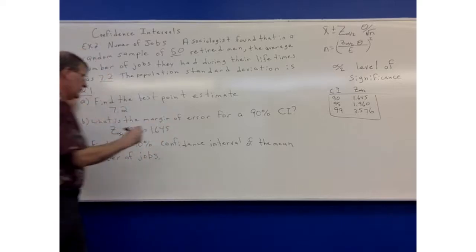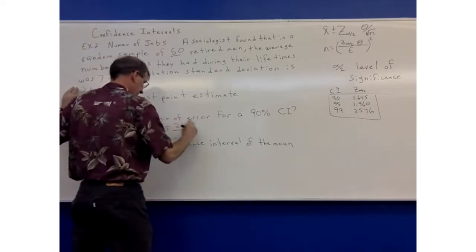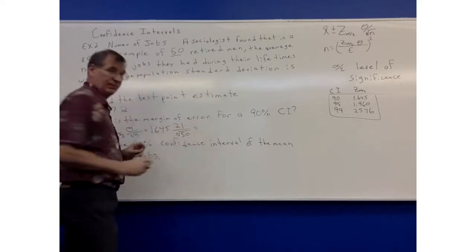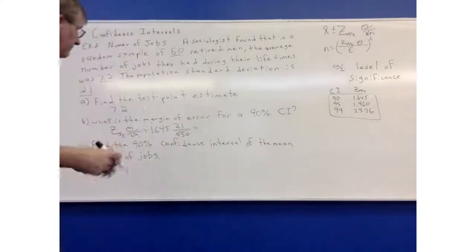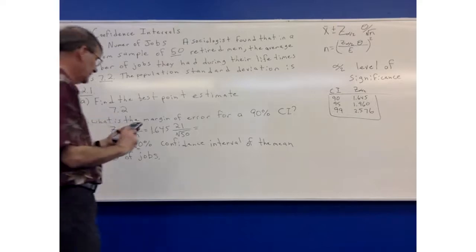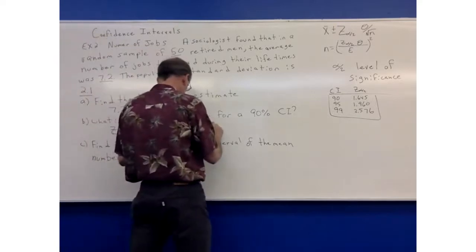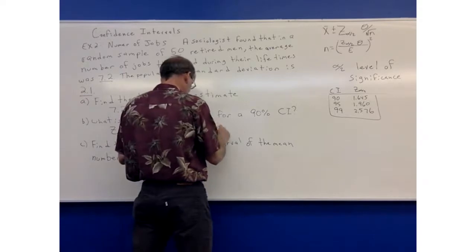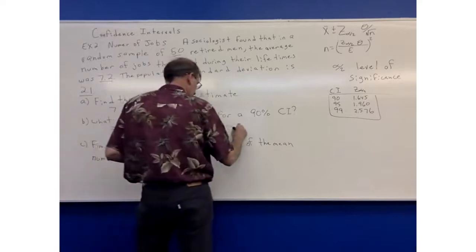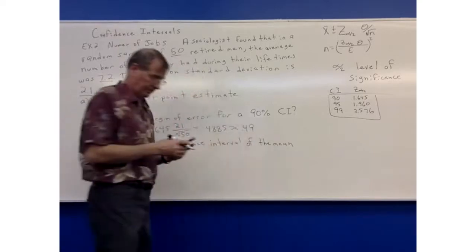Standard deviation, 2.1, over square root of 50. You type that in: 1.645 times 2.1, divided by square root of 50. 0.4885. Okay, how many decimals do we have in this one? One decimal. So I'm going to round that to 0.49, 2 decimals.